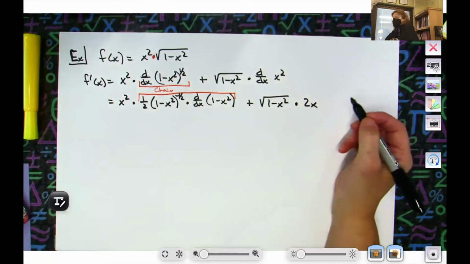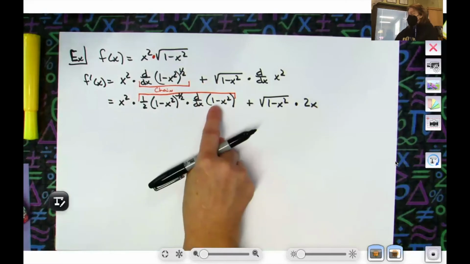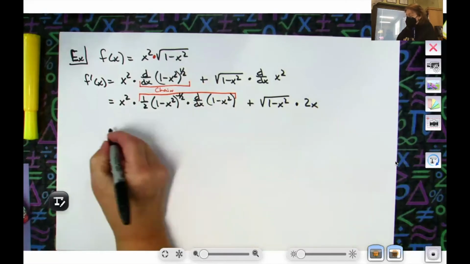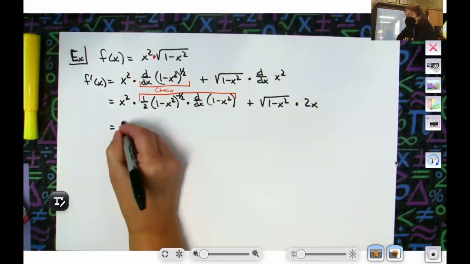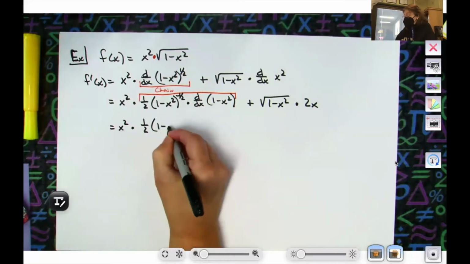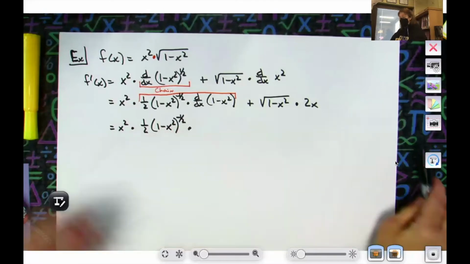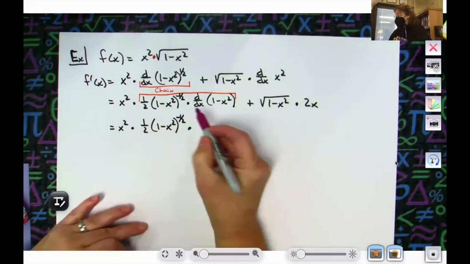So see what it did is it caused another line for derivative. So now I've got to do the derivative here. Everything else is going to stay the same. So I'm going to have an x squared. The 1/2 is going to stay the same. 1 minus x squared to the negative 1/2 is going to stay the same.